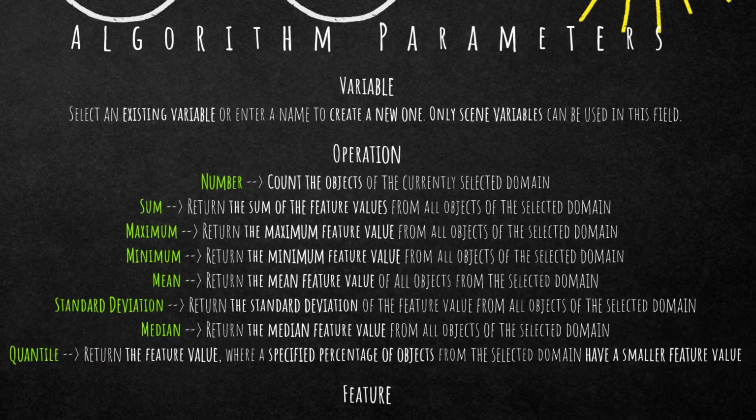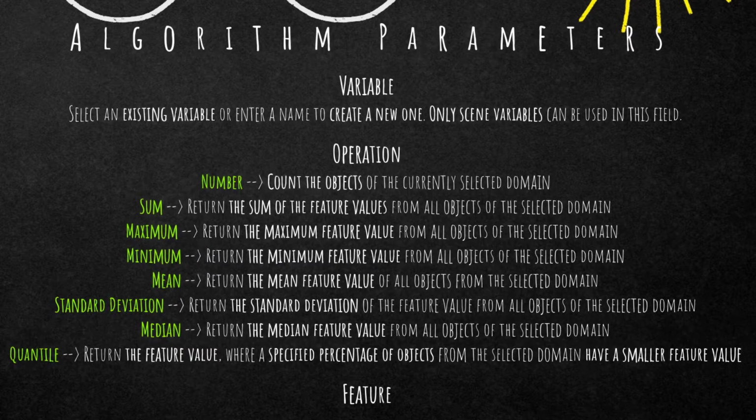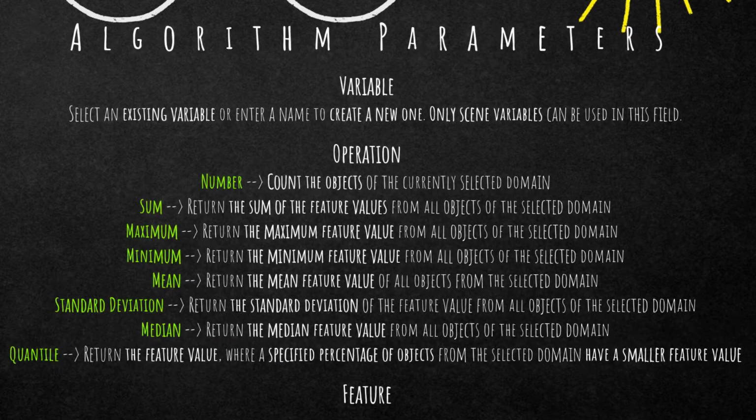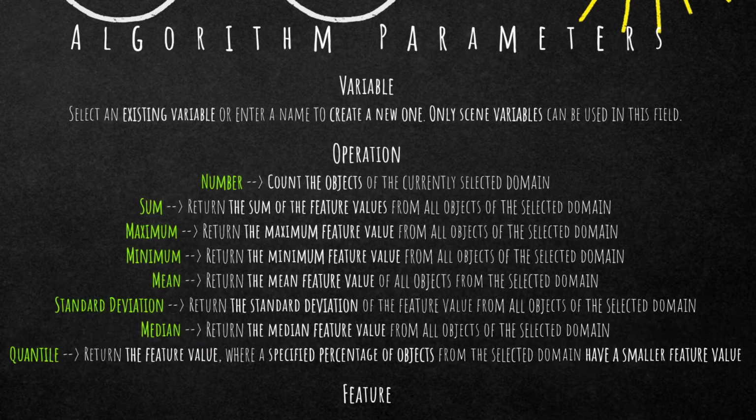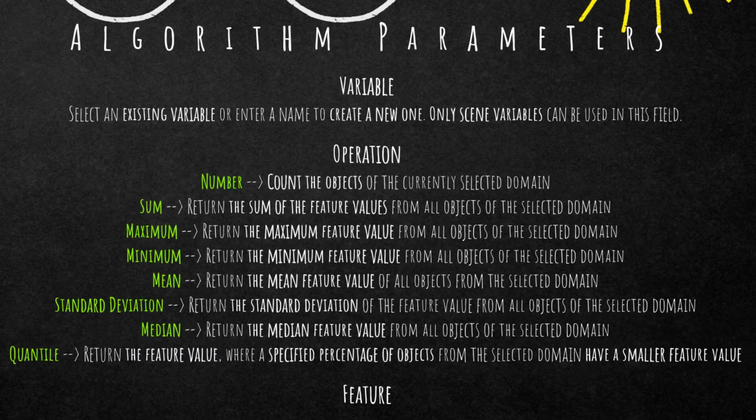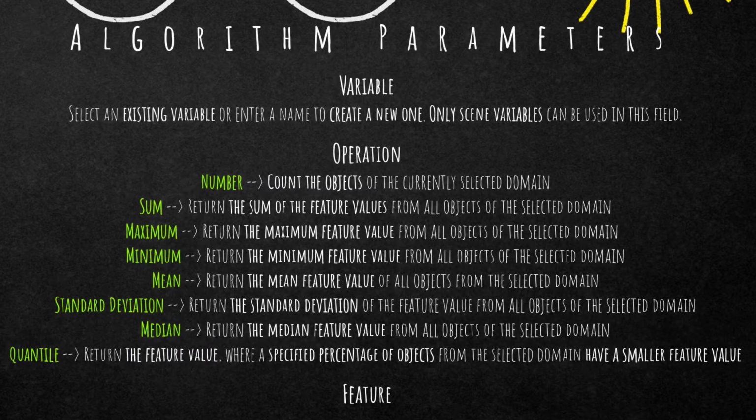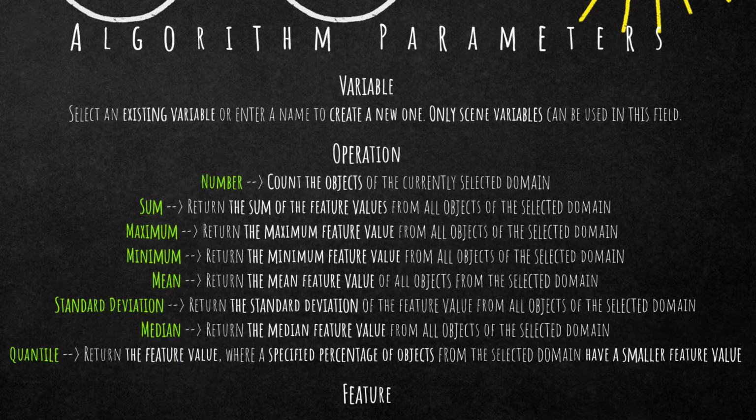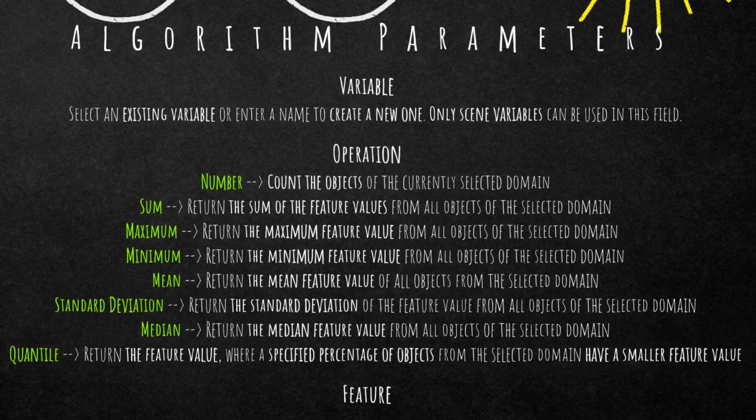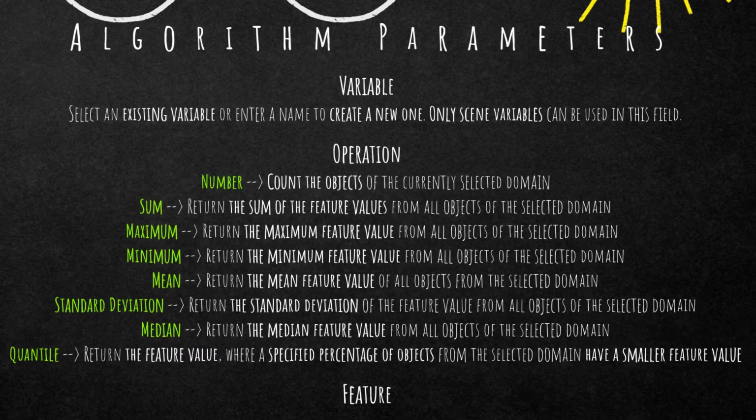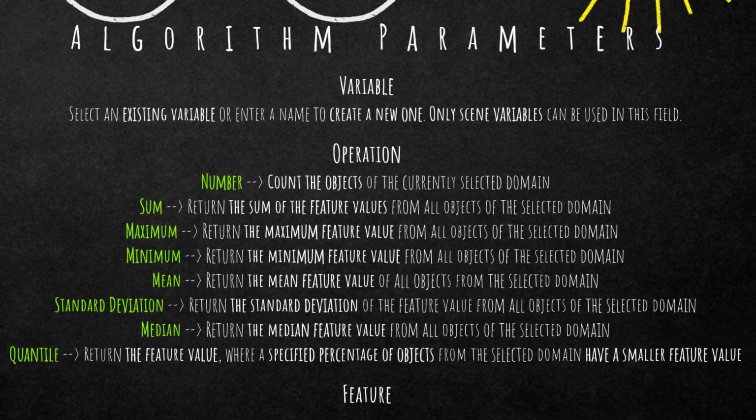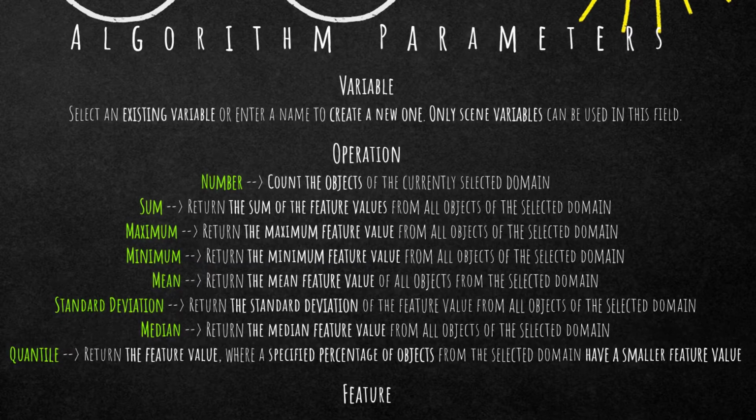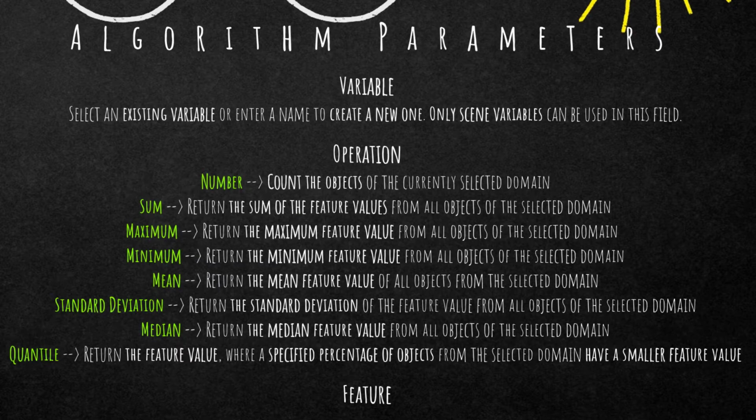Maximum returns the maximum feature value, minimum the minimum feature value, and the mean feature value. That also makes sense. Standard deviation returns the standard deviation of the feature value of all objects of the selected domain. For the median, it actually takes all the feature values, puts them in a list, sorts them, and then takes the center value of that list, so that's the median. And for quantiles, you actually can define the percentage. So the quantile returns the feature value where a specified percentage of objects from the selected domain have a smaller feature value. So you can define here 20%, for example, and then it's going to return the feature value of that feature that you've selected based on the domain.